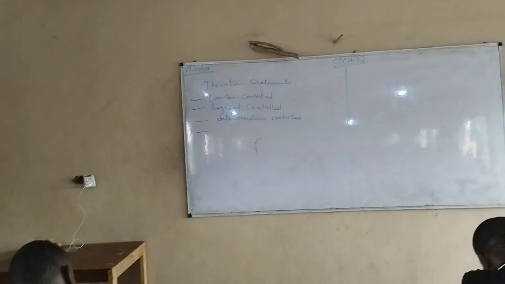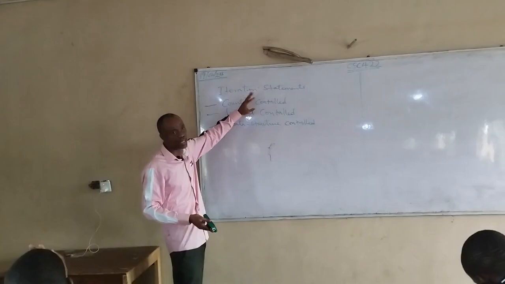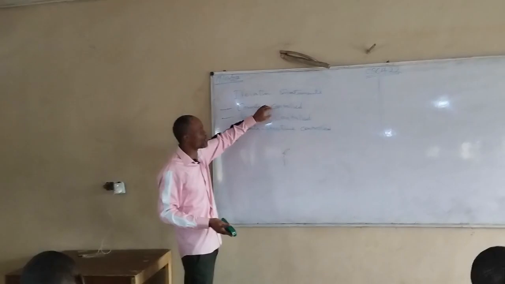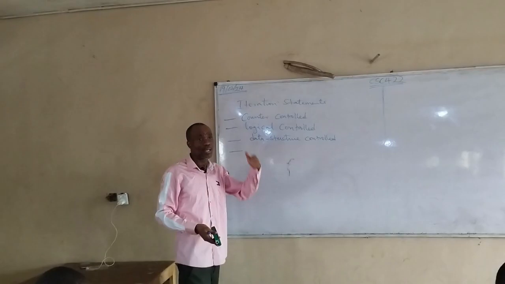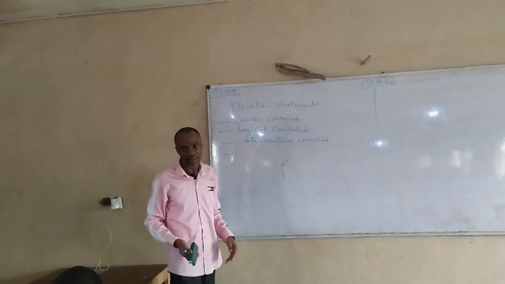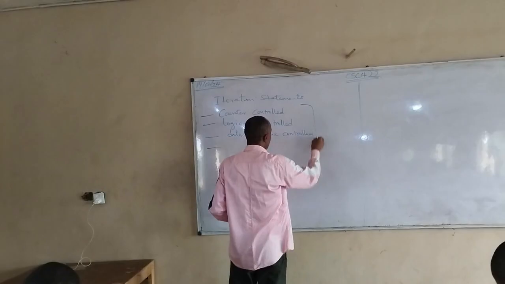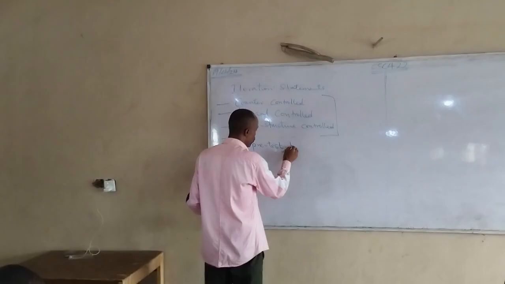How will the loop be controlled? That will give us whether it is counter control, logical control, data structure control, and more, but these three we will be discussing. Then the other one is the control expression. Now we know what will control it, where would it be? Before the loop body, after the loop body, or in between? How the loop is controlled gave birth to this, and the position of the loop controller gave birth to what we call pretest loop and posttest loop.